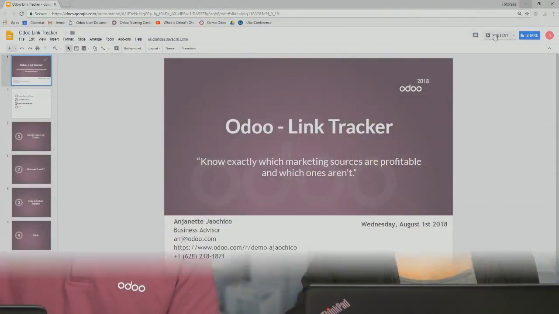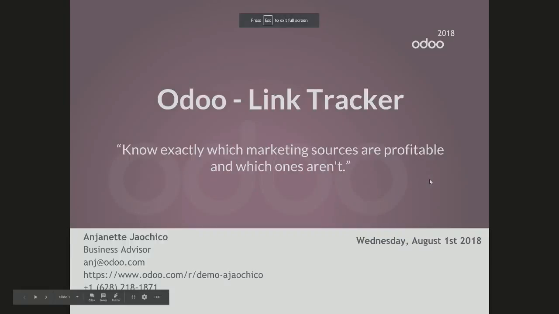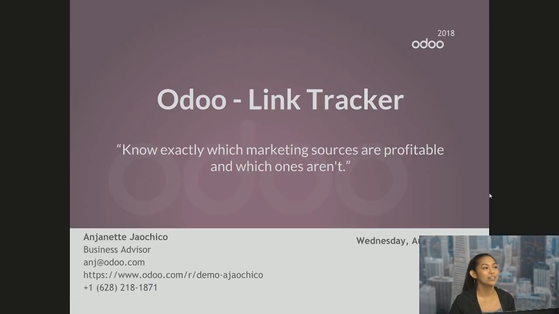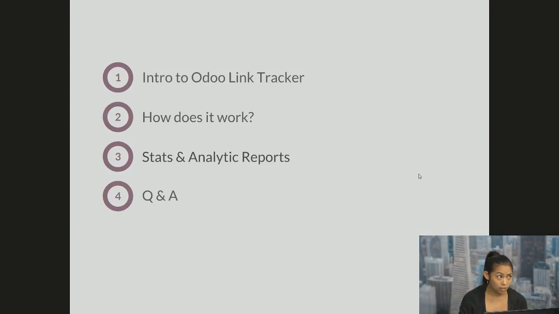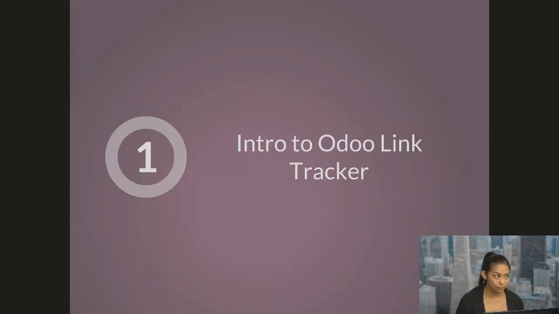Let's go ahead and get started. As mentioned, I will be explaining the Odoo Link Tracker. And just as a little quote here: know exactly which marketing sources are profitable and which ones aren't. So with that being said, let's get right into it. We're going to start with the introduction of the Link Tracker, and then go into how it works while I demonstrate how to utilize it within the Odoo platform, along with any statistics and analytic reports that come with the Link Tracker. At the very end, I'll do a Q&A.